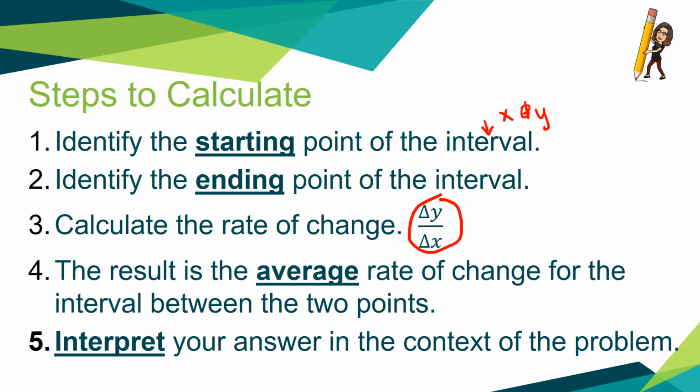And then our last step is interpreting our answer in the context of the problem, which is arguably the most important step of all these steps to calculate rate of change. What does it mean? What does this rate of change mean to us within the context of the problem? That's the final step, number 5.